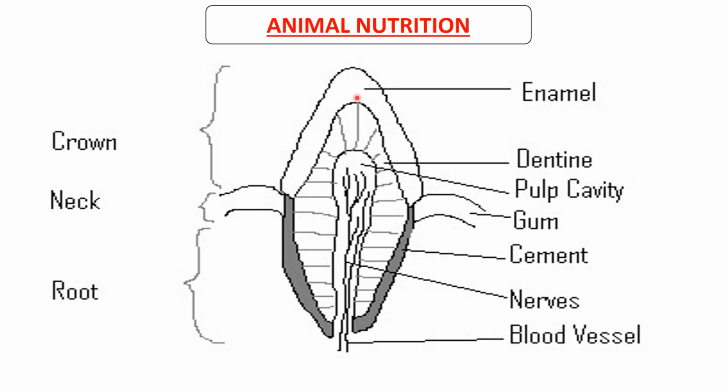Then there's what we call the internal structure of a tooth, which is the inside here. We're going to study these structures: enamel, dentine, pulp, cavity, gum, cement, nerves, and blood vessels later. So let's continue from here.